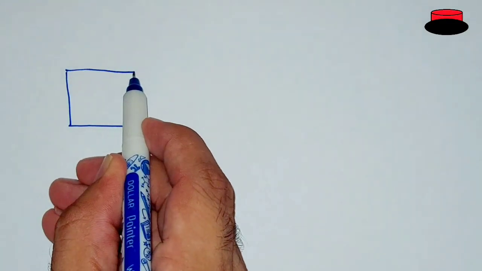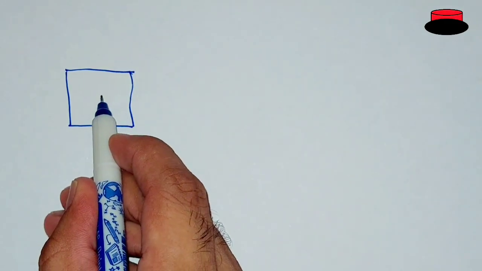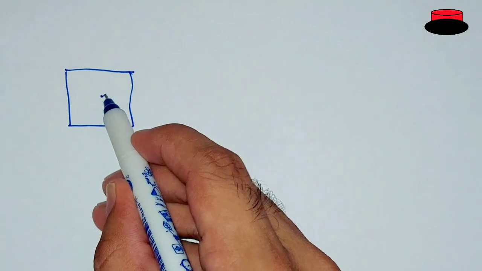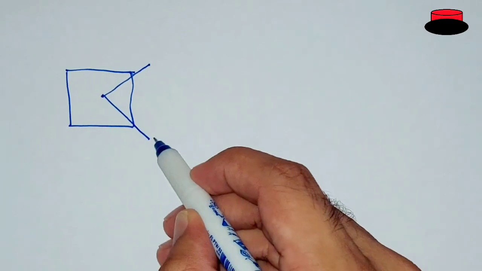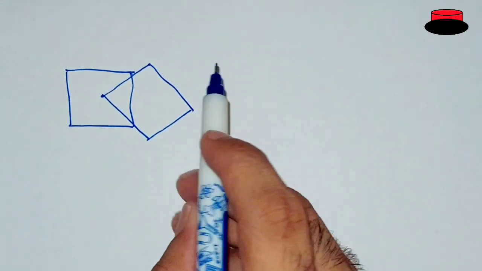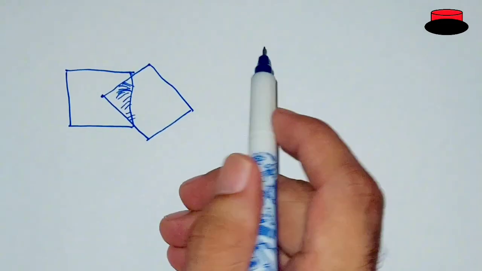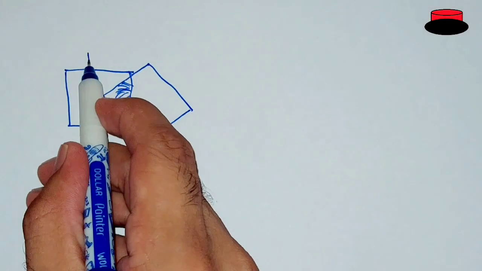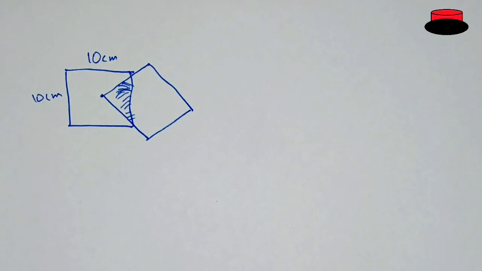In this video we have to find out the area. For example, this is the square and this is the center of the square. The square is perfect but my drawing is not perfect. And this is another square, a second square inside the first square, and this is the shaded area. For example, one side is 10 centimeters.